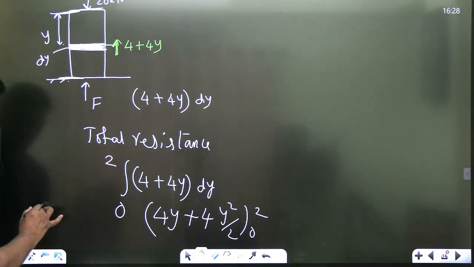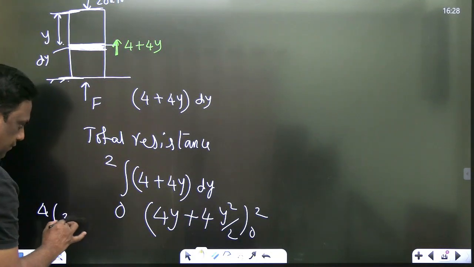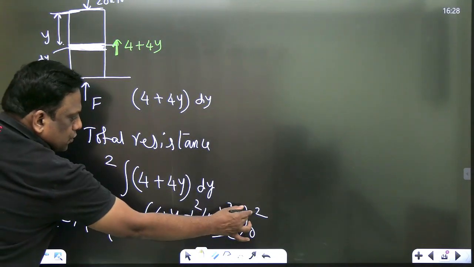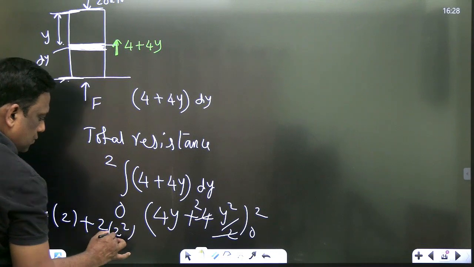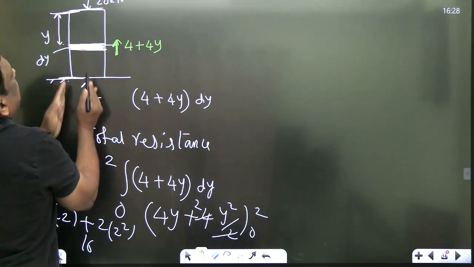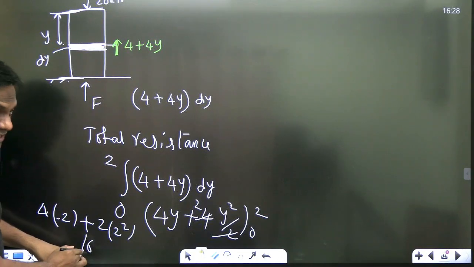So how much is it coming, sir? 4 into the upper limit 2, plus 2 into y square, that is 2 square. So 4 into 2 is 8, and 2 into 4 is 8, so 16. So the total resistance, how much is it coming, sir? 16 kilonewton.